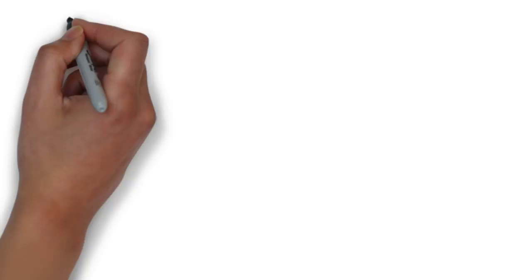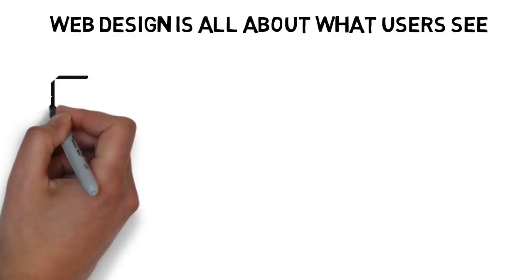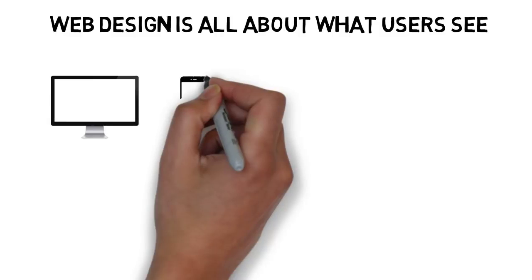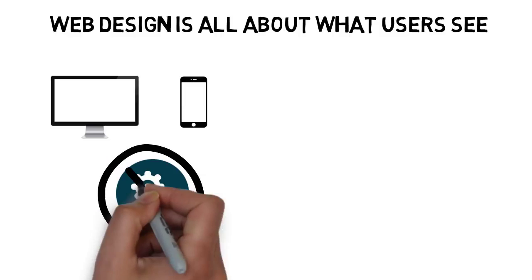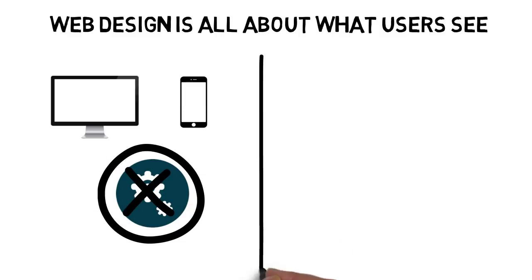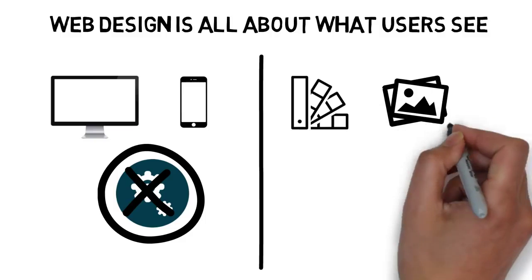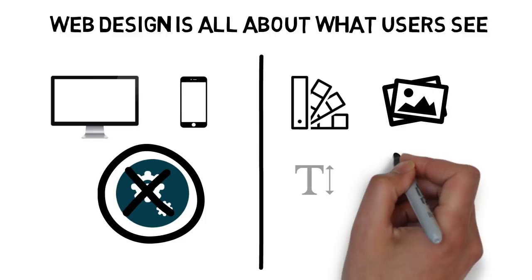Web design is concerned with what the user actually sees on their computer screens or mobile devices, and less so about the mechanisms beneath the surface that make it all work. Through the use of color, images, typography, and layout, they bring a digital experience to life.